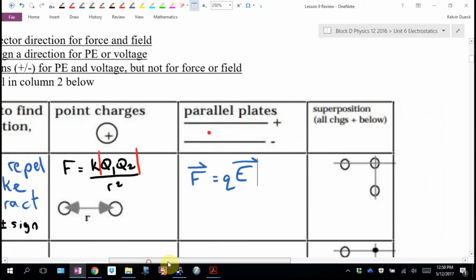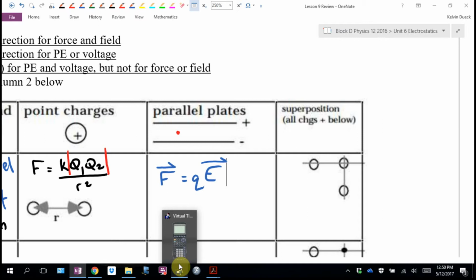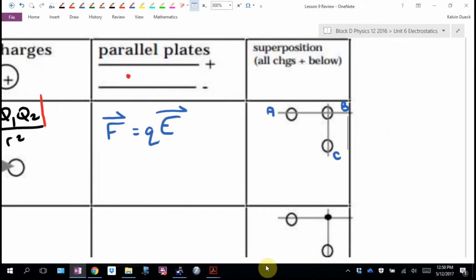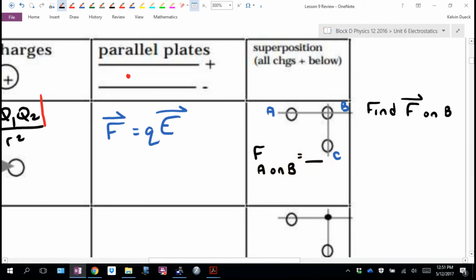What if I have more than two charges? Well, let's call this charge A, charge B, and charge C. Supposing the question said, find the force on charge B. How would I do that? I would find the force of charge A on charge B. I would find the force of charge C on charge B. And I would, for those ones, Jilun, be using k Q1 Q2 over r squared because they're 2 point charges.